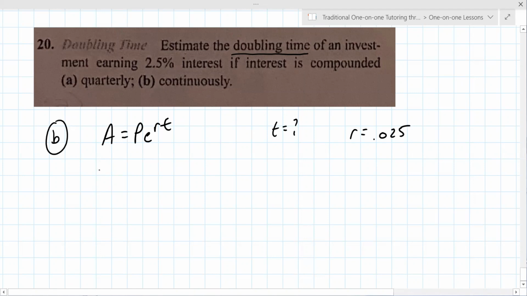So let's say A is 2 and P is 1. That's the most basic one, 0.025 t. Okay. You can divide by 1 if you want, but you end up getting 2 equals e to the 0.025 t. How do you undo e again?